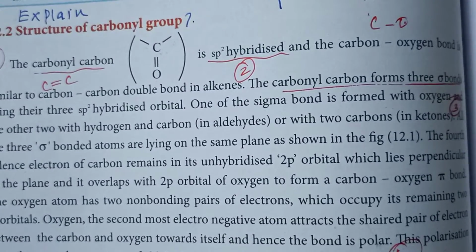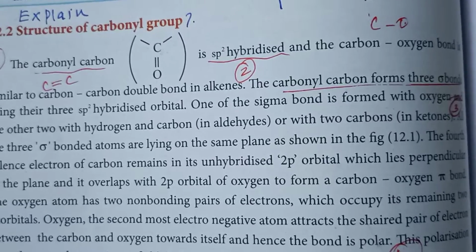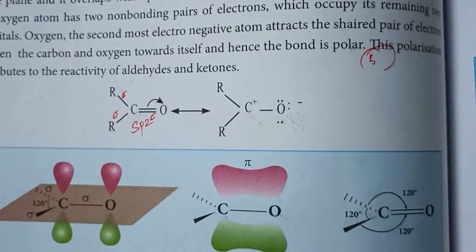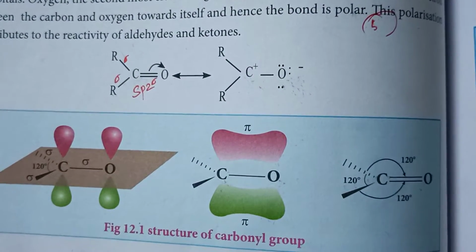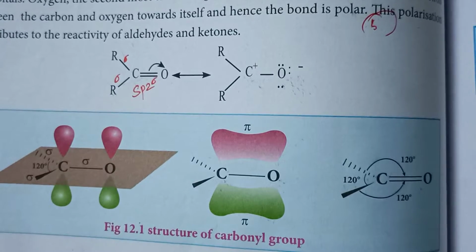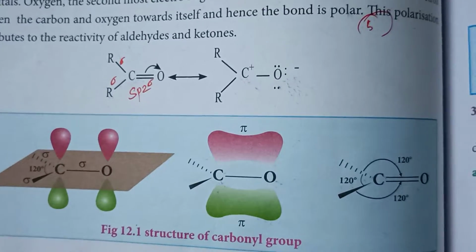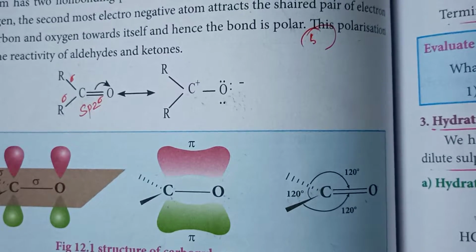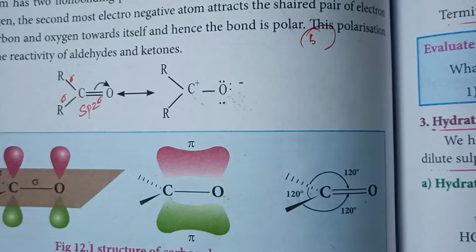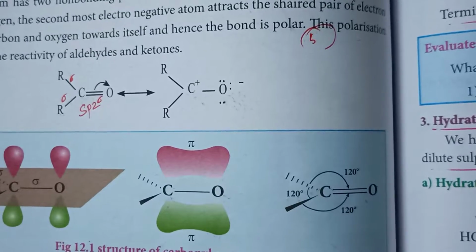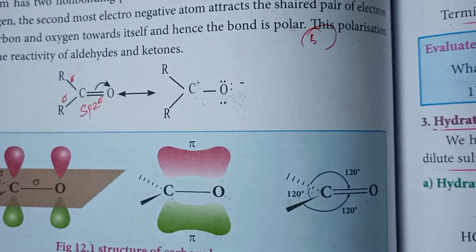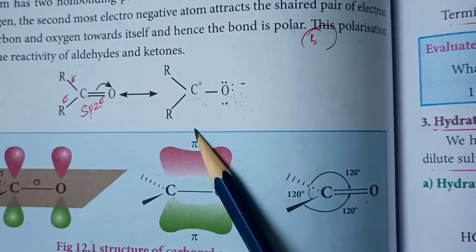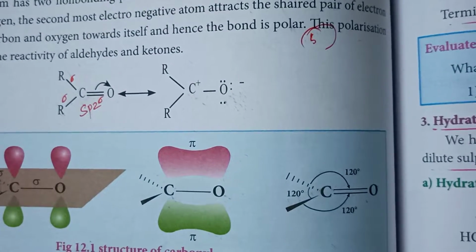The hybridization of the carbon atom in the carbonyl group is sp2, and the number of sigma and pi bonds in a carbonyl compound is 3 sigma bonds and 1 pi bond. The bond angle is 120 degrees. The non-bonded electrons on the oxygen atom are responsible for the polarization, and the high electronegativity of the oxygen atom is responsible for the high reactivity of aldehydes and ketones.